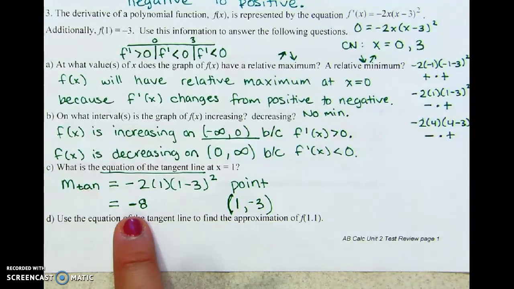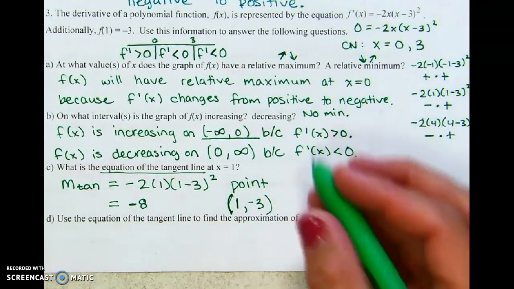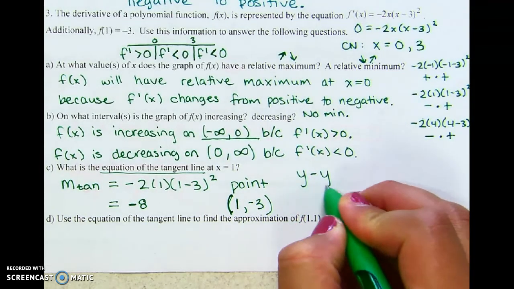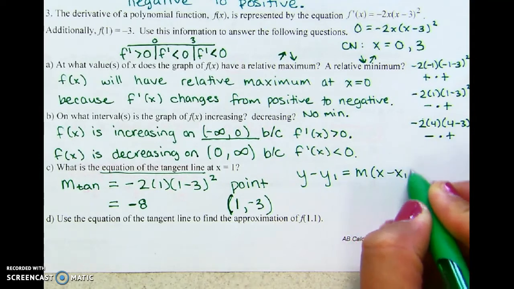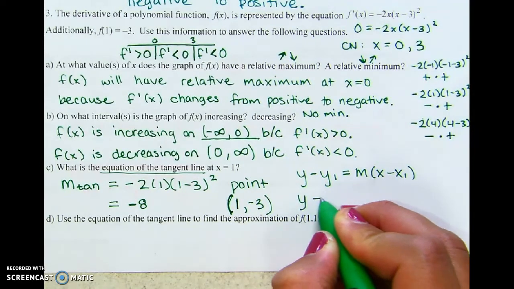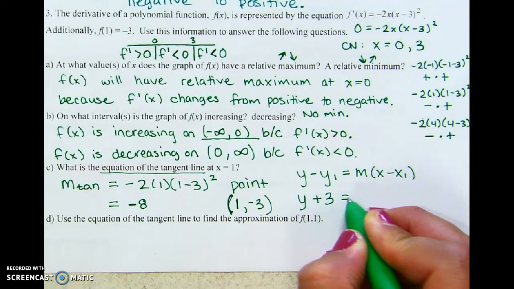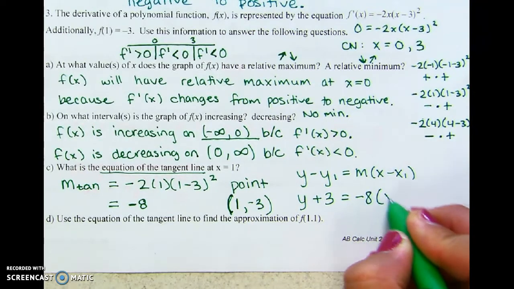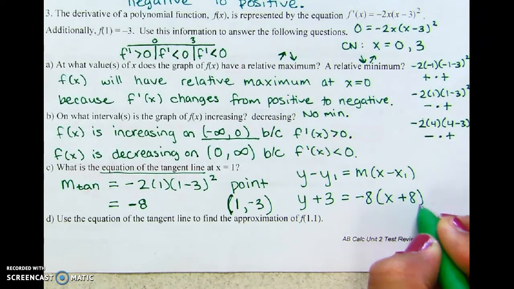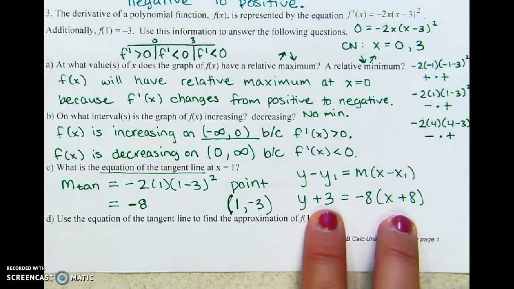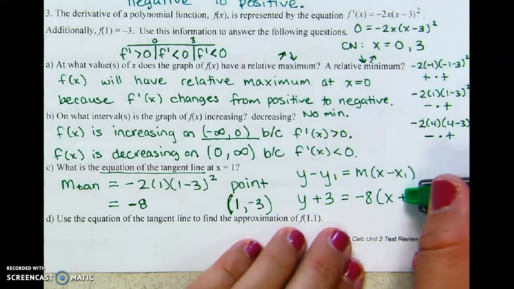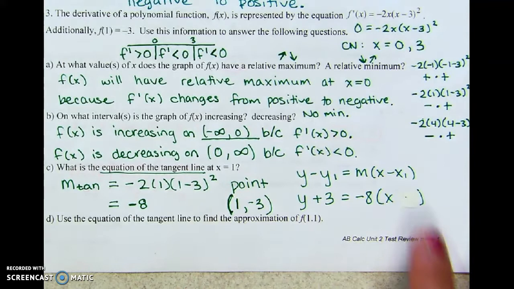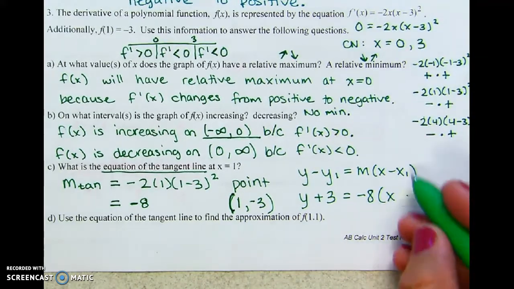Now that we have the slope and the point, we can write the equation of the line. y minus y1 equals m times x minus x1. Oops, I made a mistake. Yeah, because I'm thinking about the next item. Our x value is 1, so we're going to have x minus 1.